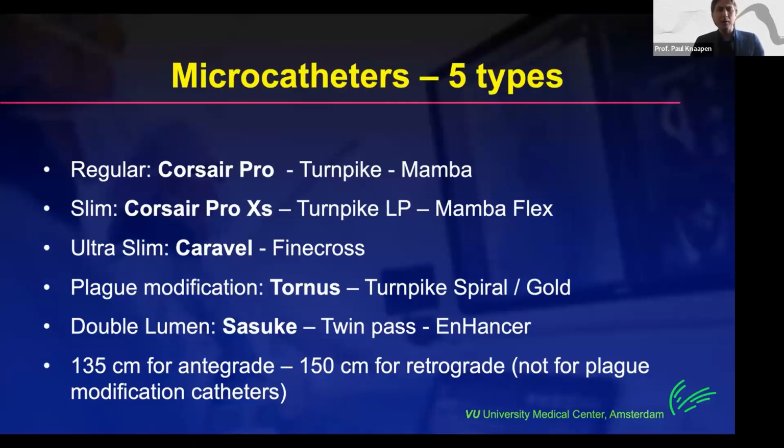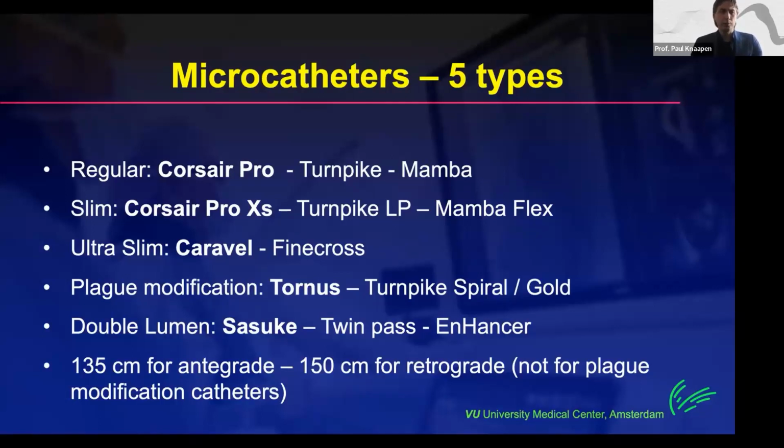Alternatively, when you need plaque modification, you have Tornus, or very popular is the Turnpike Spiral or the Turnpike Gold. If your wire has crossed, but your microcatheter won't follow, you need sort of a manual rotablating device, a plaque modification device. And then obviously over the last couple of years, double lumen catheters have gained very much usefulness and popularity with the Sasuke from ASAHI, but also popular are Twin-Pass and Enhancer.